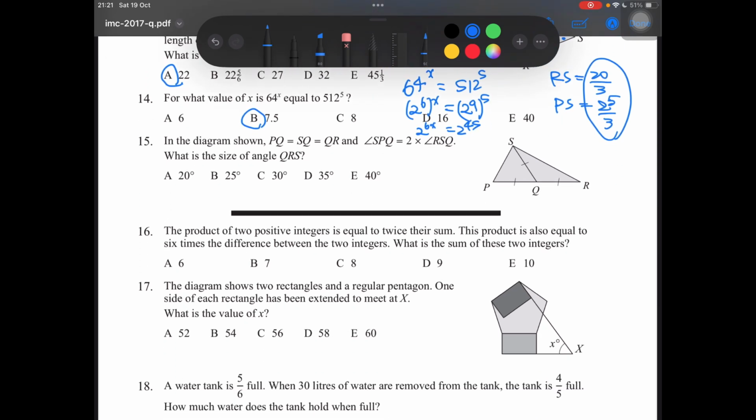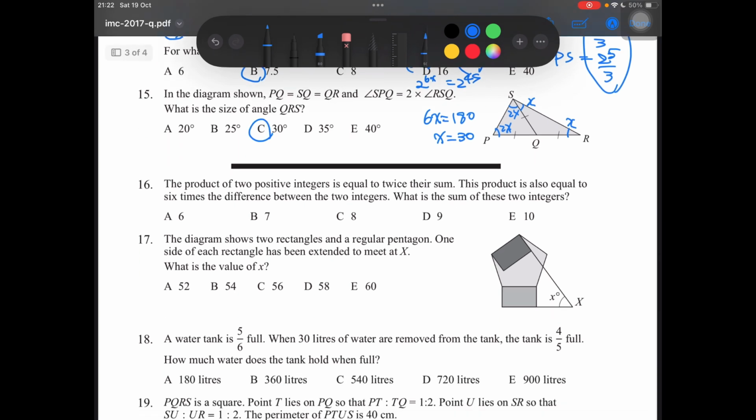Number 15. All these three are the same: SPQ, RSQ. This is x, and this is x, but this is 2x, and this should be 2x. If I set RSQ as x, then SPQ is 2x, 2x, x, x. So all together, in the largest triangle, 6x equals 180. So x should be 30.